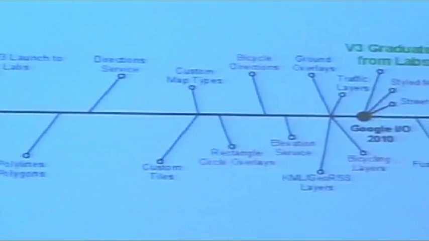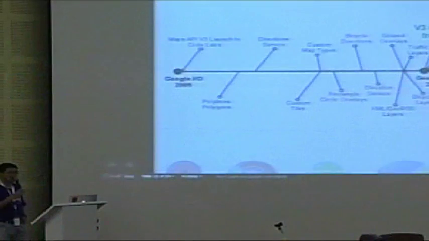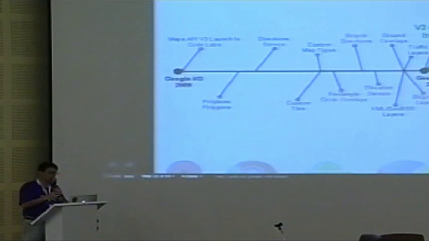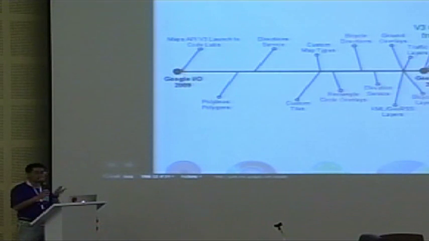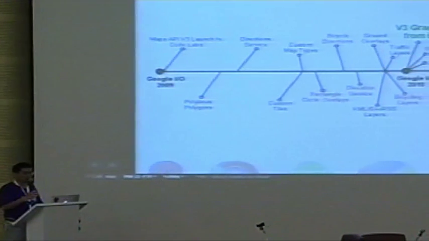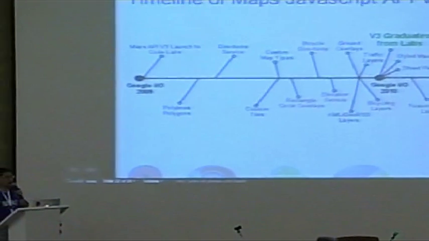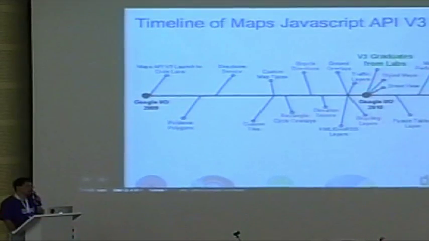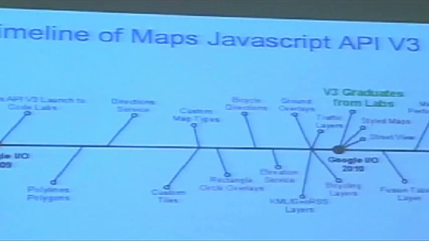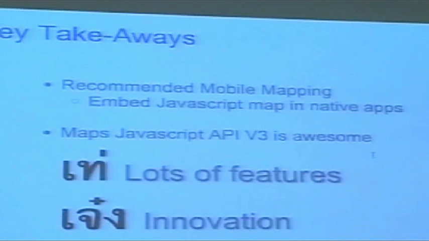Let's go back to this one. We continue to innovate with the V3 API. And this is the timeline of all the goodies we've added last year. The API first went into Google Labs in 2009, and last May we made it the official JavaScript V3, the default API for Google Maps. Since then we've added styled maps and Street View. We continue to innovate and iterate on that.